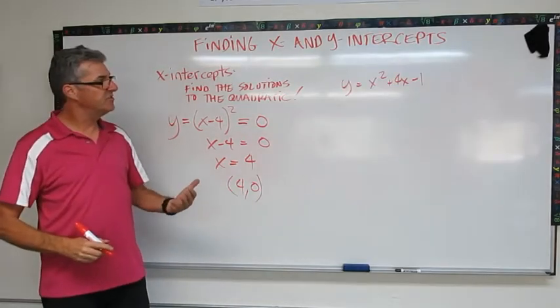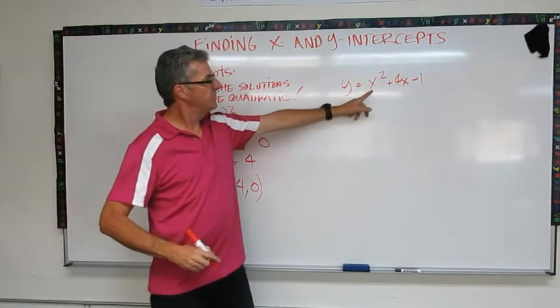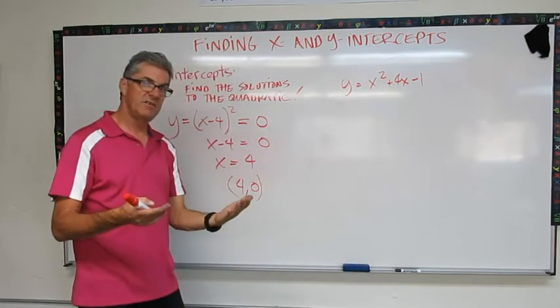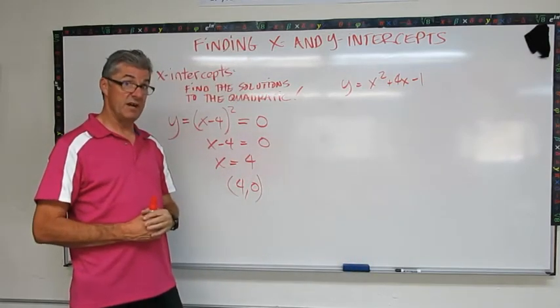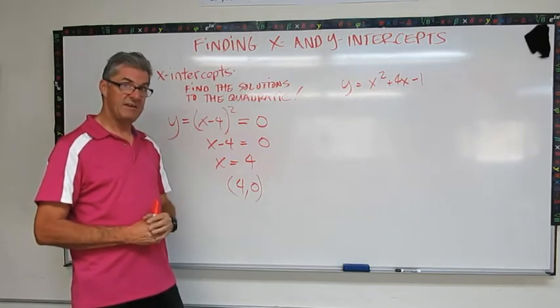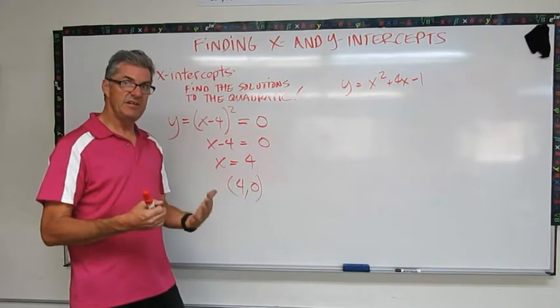Okay, I'd like you to try this one. y equals x squared plus 4x minus 1. And I'll give you a hint. You're going to need to complete the square. Pause the video and give it a try. Okay, so I hinted that you're going to need to complete the square.